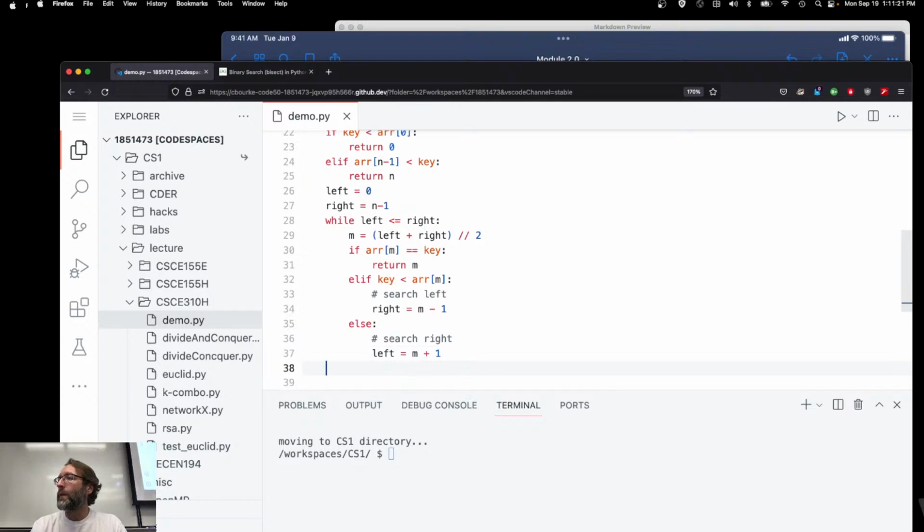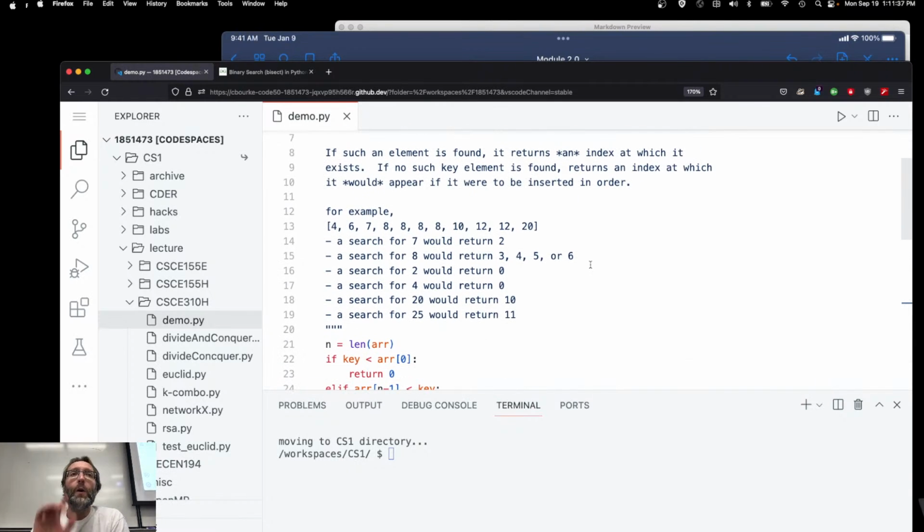Now, that while loop is going to end up finding an element if it exists. What if it doesn't exist? Normally, with just a straightforward binary search, I would return none. I didn't find it. Unsuccessful search. But that's not what we want. We want to know if it were to exist, where would it be? For example, here's another example. What about 9? Well, here, 5, 6, 7. A search for 9 would return what?